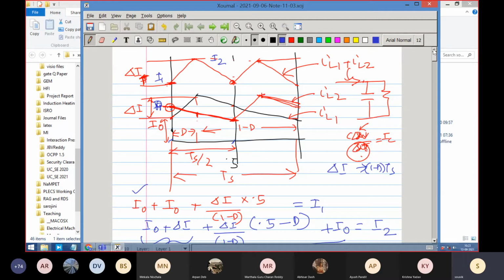I am not doing the complete derivation, but you can do a derivation and find out for a 2-phase converter what the voltage ripple will be. You can easily do it, because now you know what delta I is. The average current is now going through this, and this is the ripple current which is passing through the capacitor. You can easily find out the voltage ripple using the same way. Okay, the triangle. Yes.